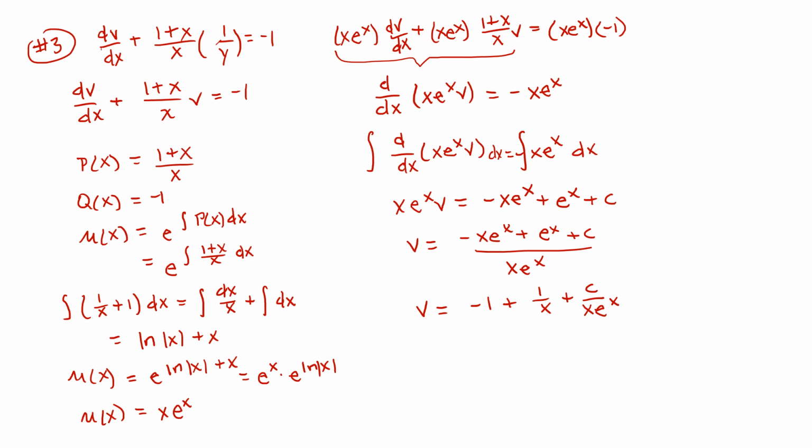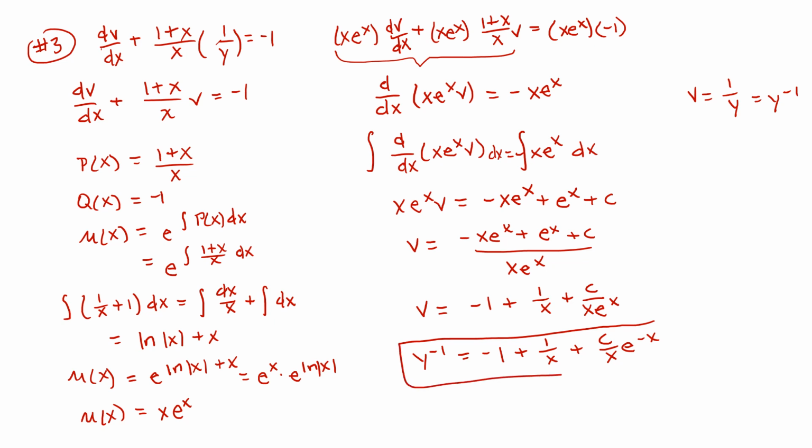So now I can back substitute. So I know that v equals 1 over y, which is the same thing as y to the -1. So I have y to the -1 equals -1 plus 1 over x plus c over x e to the -x. I just moved e to the x to the numerator. Okay, and that's my solution. Whew, that was a lot of fun.